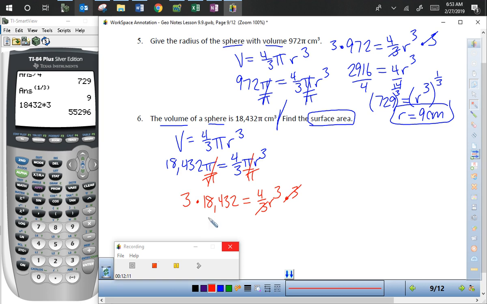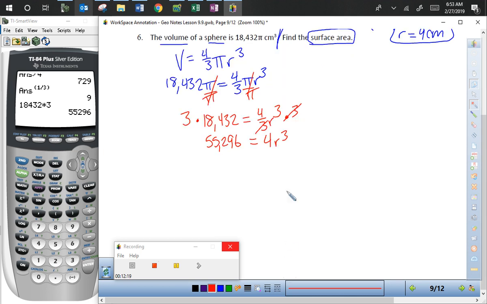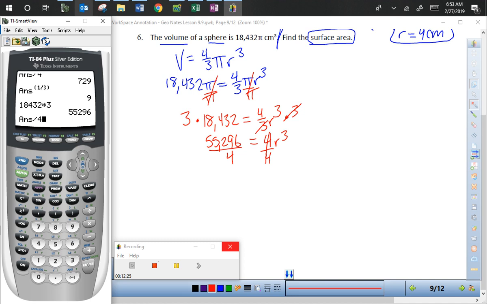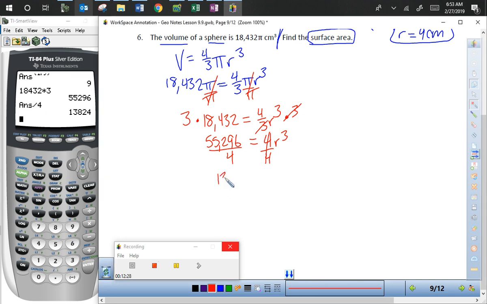Okay, so 55,296 equals 4r cubed. Okay, so now we divide by 4. That'll bring it back down to 13,824.